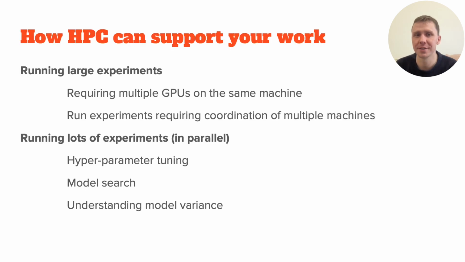The high-performance computing facility here at Cambridge is a really useful tool when we need to use more resources than what you typically find on a laptop or on a desktop. You can request multiple machines to support a single experiment, which is useful for training large models, and it also allows you to run lots of experiments, potentially in parallel, which helps support things like hyperparameter search.